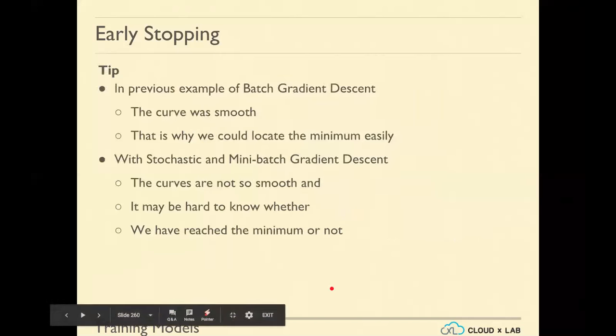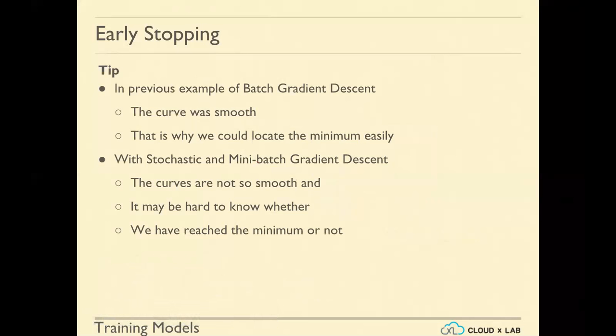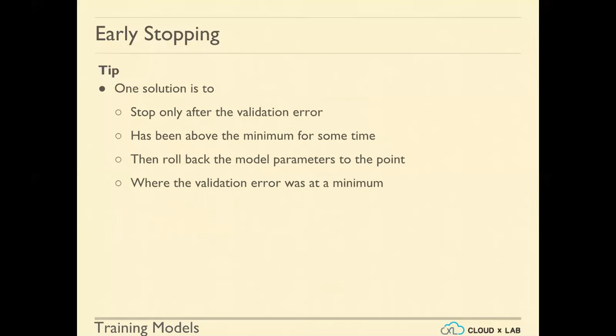Okay, so in the previous example, the batch gradient descent, the curve was smooth. That's why we could locate the minimum easily, visually. But with stochastic and mini batch, you remember that there was no such smooth curve. It was continuously jumping back and forth, right? And it is hard to know where is that stabilization point, where is that minima point. So we need to figure out some way of identifying it.